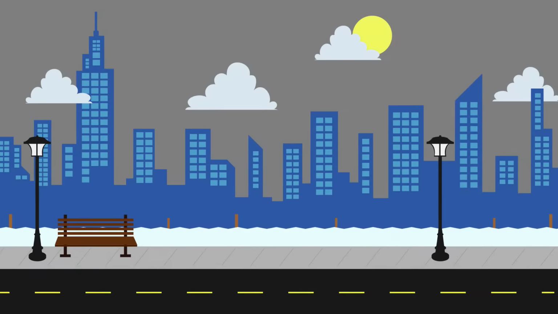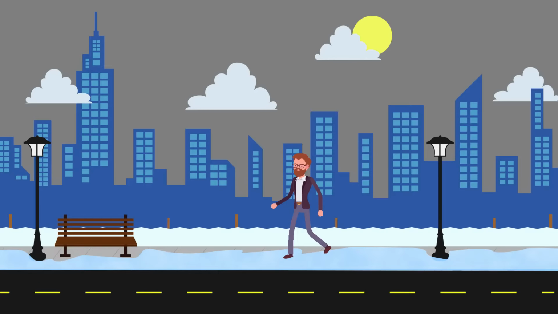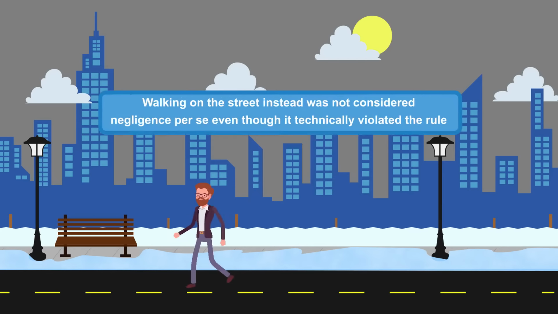For example, where state law required that pedestrians walk on sidewalks, but where the sidewalks were ice-covered and therefore unsafe, walking on the street instead was not considered to be negligence per se, even though it was technically a violation of the rule. Moreover, to recover under a theory of negligence per se, the plaintiff must also prove that she was within the class of persons meant to be protected by the statute.